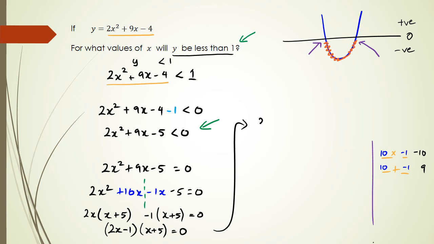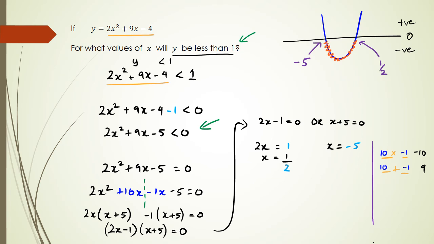Solving this, I've got 2x minus 1 is equal to 0, or x plus 5 equals 0. In the first case, I've got 2x is equal to positive 1, and then x is equal to 1 over 2. So that's my first value. In the second case, I've got x is equal to minus 5. So I figured out my two values for those purple points: the first one being negative 5, and the second one being a half.